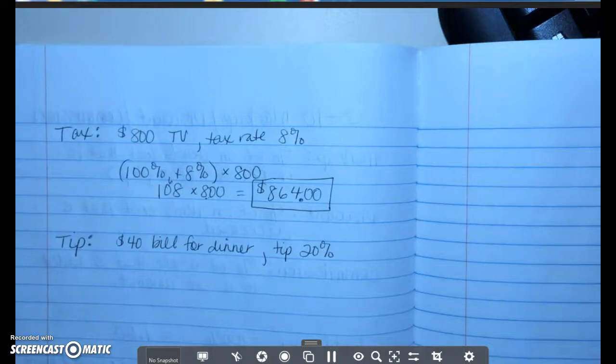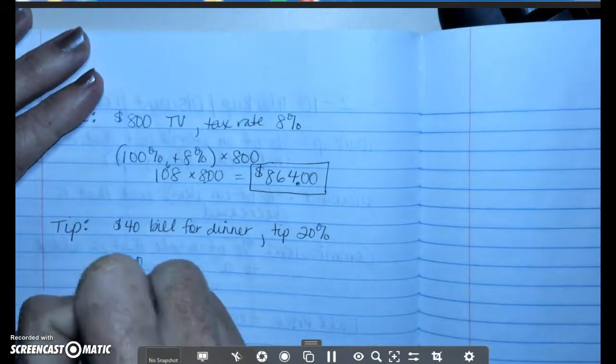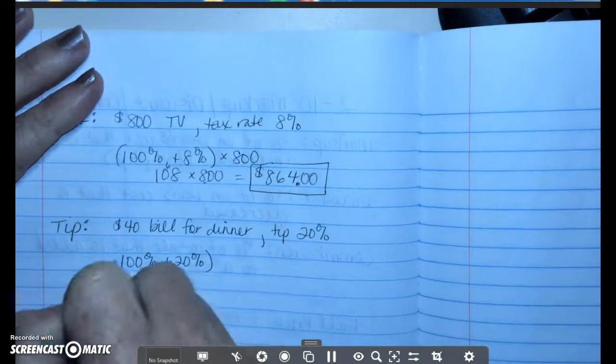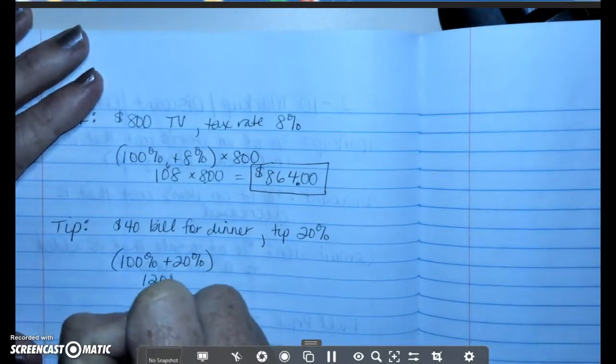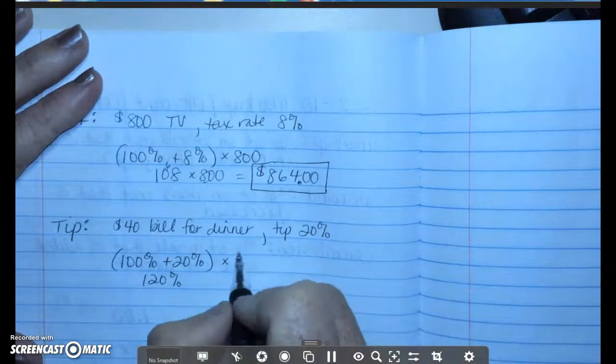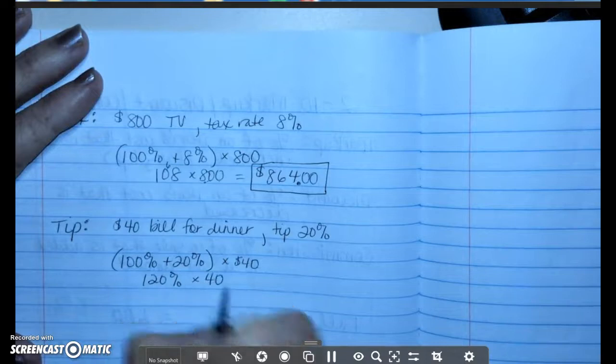Okay, so Mariah, am I adding that 20% to the bill or taking it away? Adding it, right? Because that's going to your server and all the rest of the people involved. So we're going to have 100% plus 20%, which is how much, Mariah? 120% times what was the amount of dinner? $40.